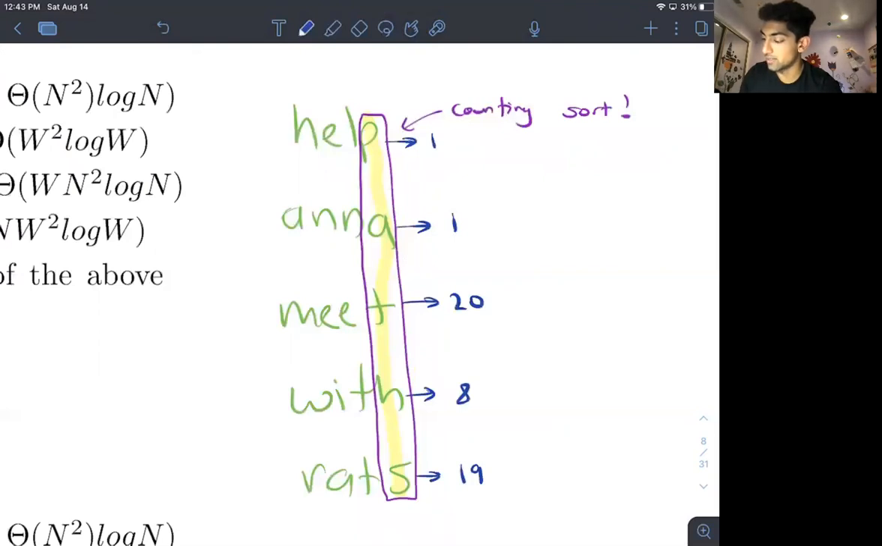17 is my guess. Okay, this is probably wrong, sorry.